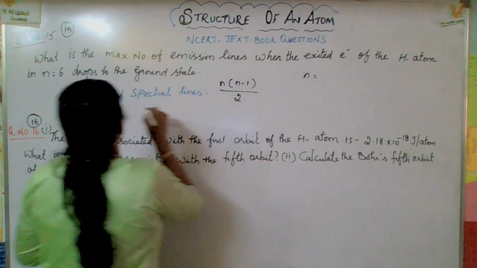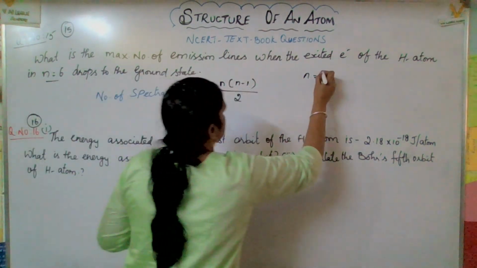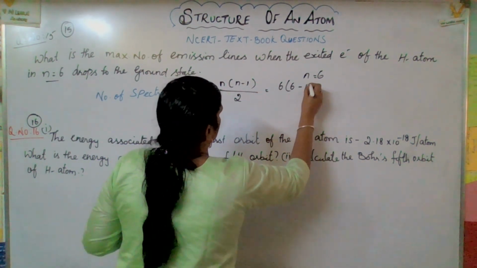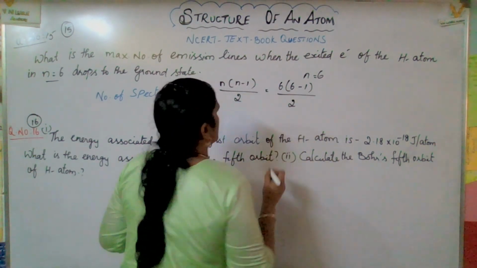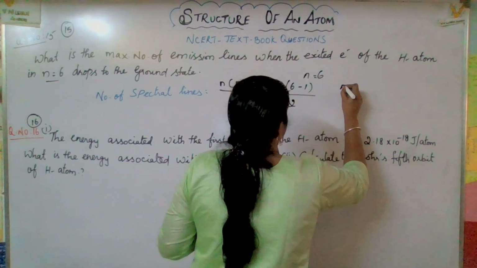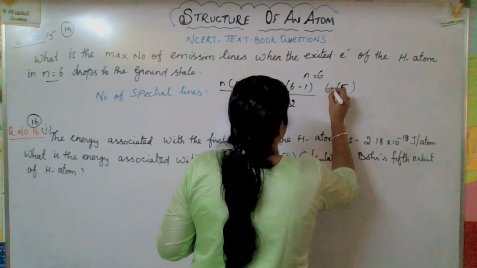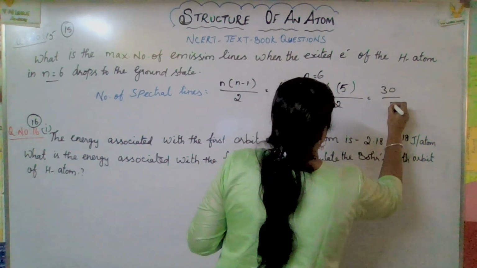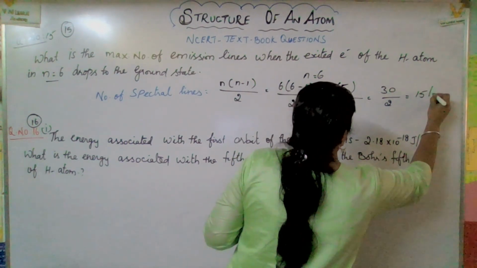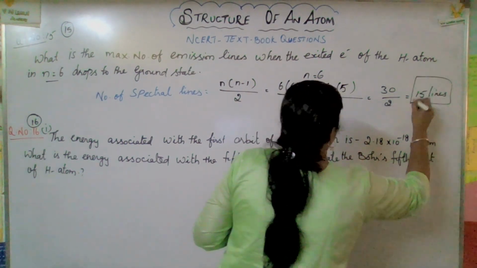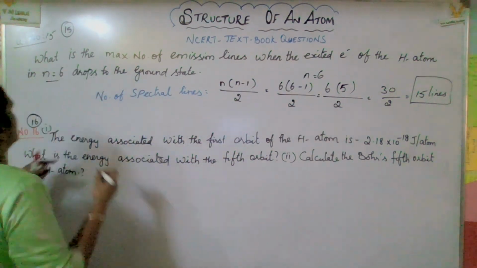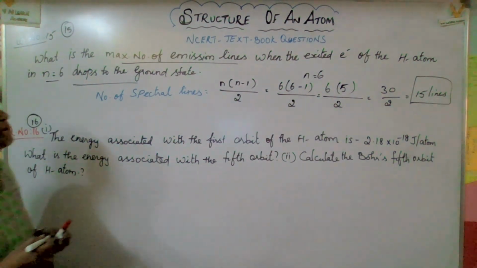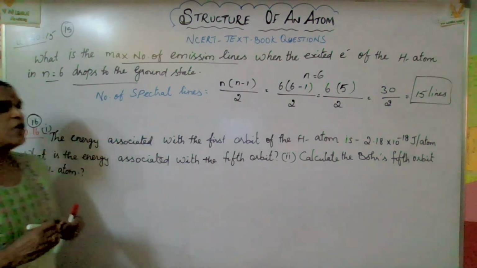Here n is the number of spectral lines? N equal to 6, they mention here. So 6 into 6 minus 1 divided by 2, that means 5 into 6, here 5 and here 6, divided by 2. That means 30 divided by 2, here 15 lines. Right? So this is the answer. I hope you got a clear idea. What is the maximum number of emission lines? So 15 lines may be emitted. Right? Okay. Now next question.